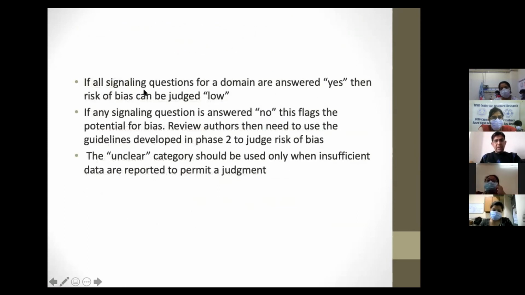If all the signaling questions are yes, then risk of bias is low. And if the answer to any signaling question is no, then it raises a flag, and the authors need to look for any bias then. And we use unclear only when there is insufficient data to permit the judgment.